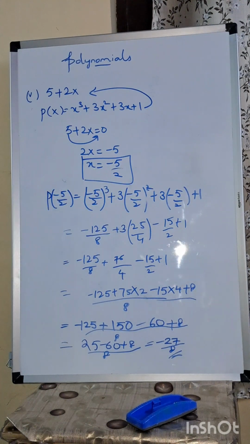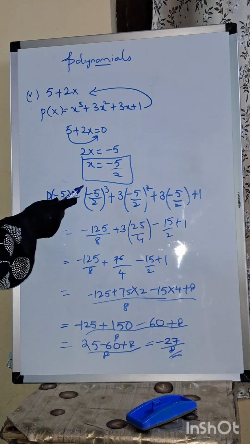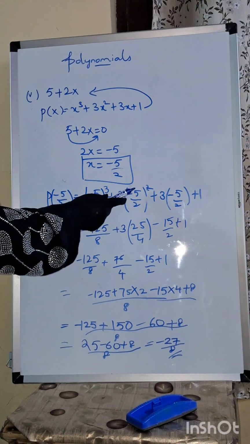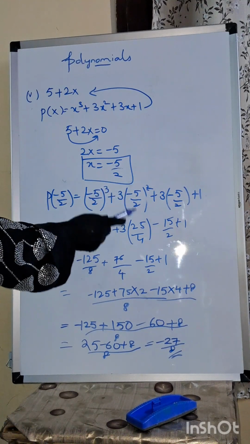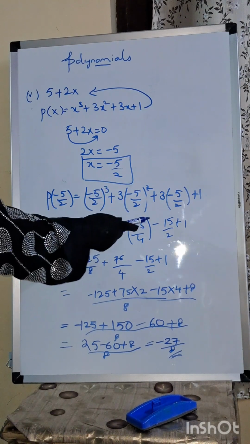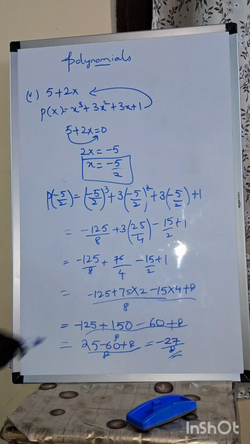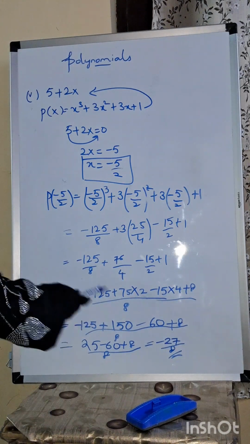125 by 2 2s are 4, 4 2s are 8. Minus into minus plus, plus into minus minus. Plus into minus into minus plus because it is square, right? So again plus. 5 5s are 25 divided by 4. Minus 5 3s are 15, 15 by 2 plus 1. So minus 125 by 8 plus 75, 25 3s are how much? 75. 75 by 4 minus 15 by 2 plus 1. So as we can see, these are all multiples of 2 and 8 is the highest one. So we are taking 8 here.